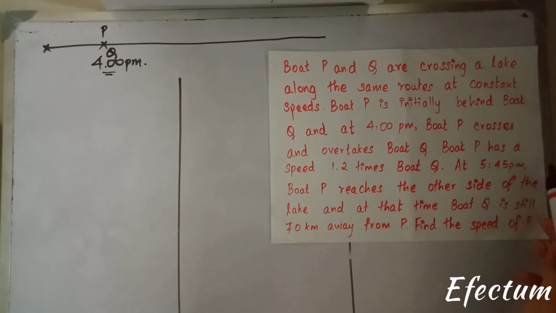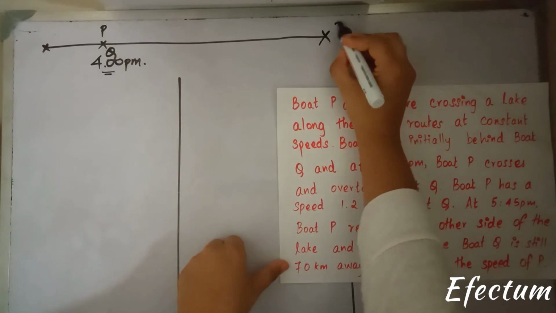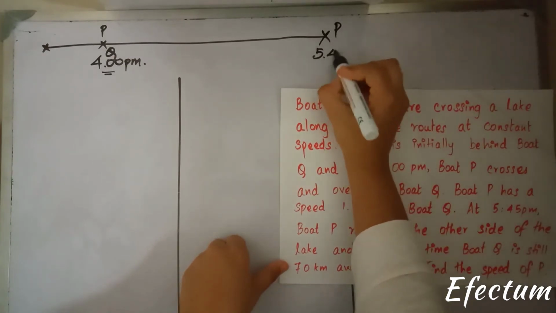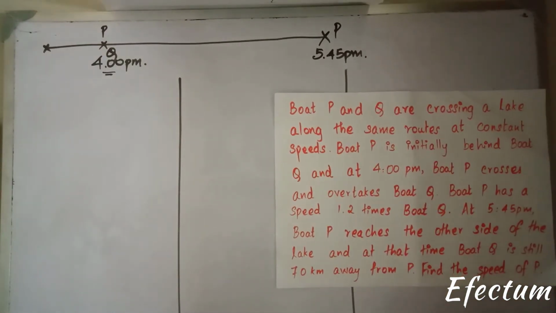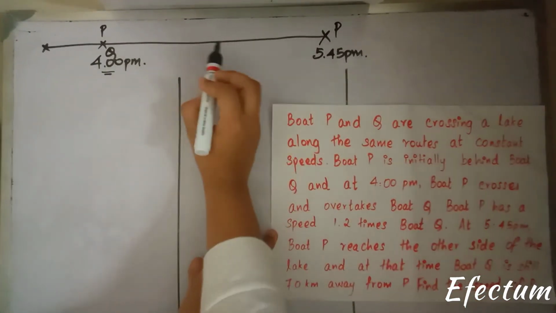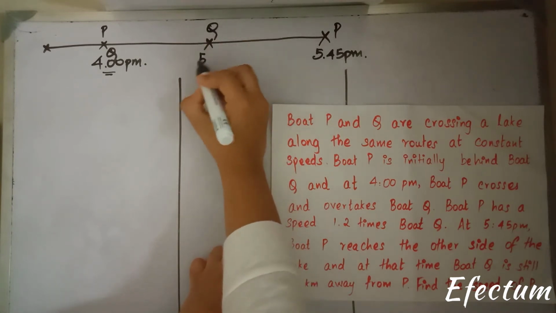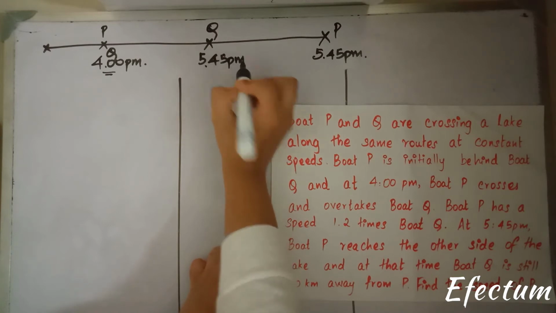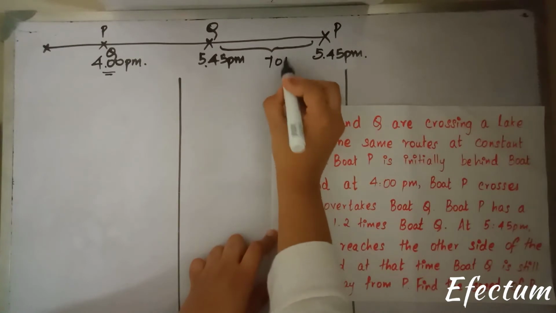Afterwards, P has a speed greater than Q, and at 5:45 P reaches the other side of the lake. So this is at 5:45, the position of P. And what happens to Q? Q is still 70 kilometers away from P. We don't know where on this line Q is, but it could be somewhere here. And this is at 5:45 p.m. And the distance between P and Q is 70 kilometers.